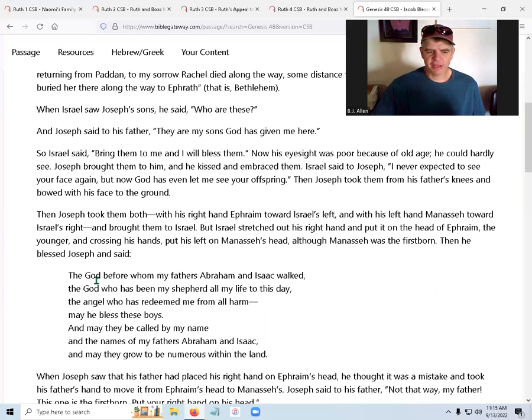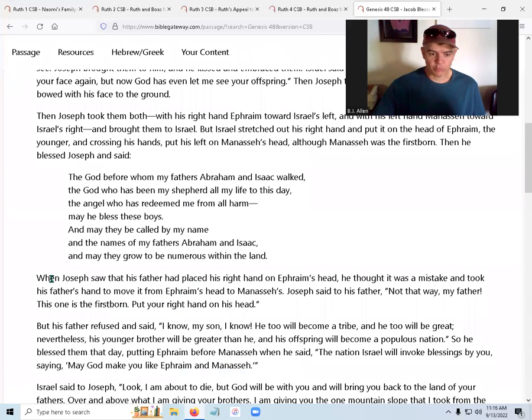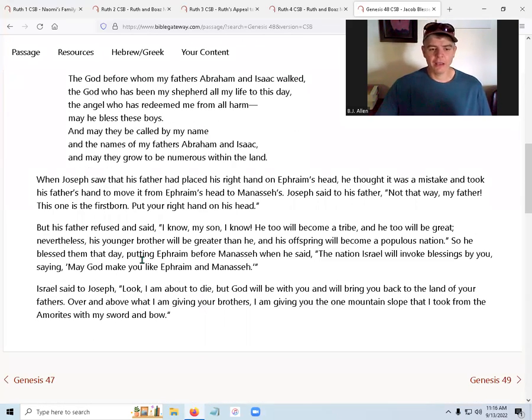Then he blessed Joseph and said, the God of my fathers, whom Isaac and Abraham walked. Now we'll go down here. Look at this. When Joseph saw his father had placed his right hand on Ephraim's head, he thought it was a mistake and took his father's hand and moved it from Ephraim's head to Manasseh's. Joseph said to his father, not that way, my father. This one is the firstborn. Put your right hand on his head. But his father refused and said, I know, my son, I know. He knows. His eyesight is weak, but he knows. Must have some special insight. I'm going to assume it's from God.